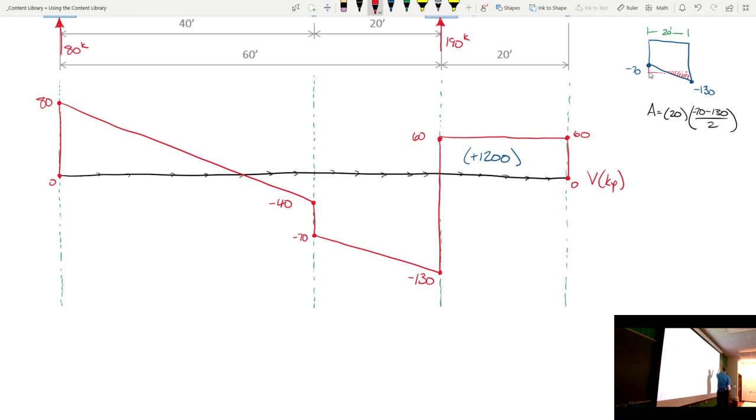So the average of 70 and 130 is 100. 100 times 20, that's going to be minus 2,000. Does that make sense? Again, if you don't want to do that, that's fine. You can split that up into a rectangle and a triangle, and you'll get that the rectangle has an area of 1,400 and the triangle has an area of 600. Either one's fine.